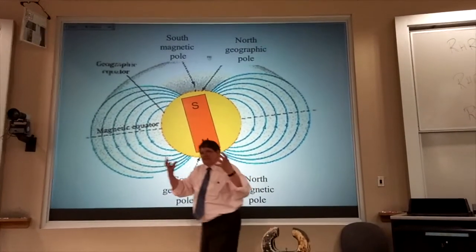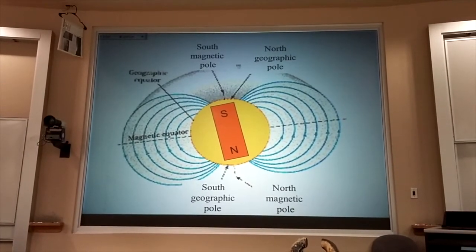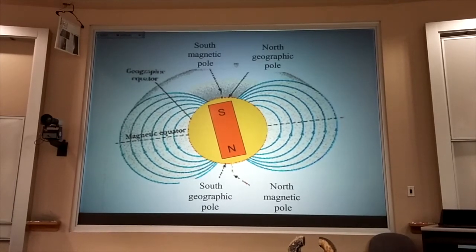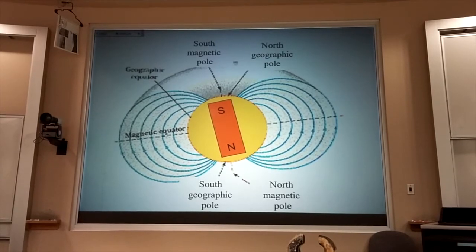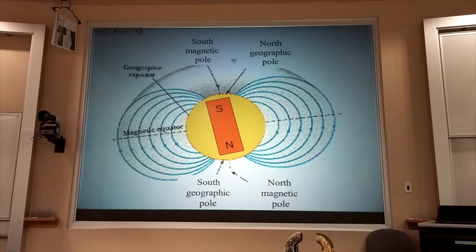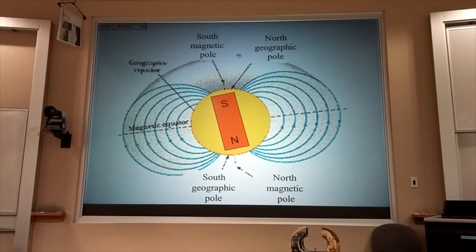Now, we sort of understand this dipole. We think, this is the best theory we got, that there's motion of material under the surface of the Earth. And you can think of it as flowing around the equator. And with that bulk motion of material also travels charge, making a current loop around the equator of the Earth.